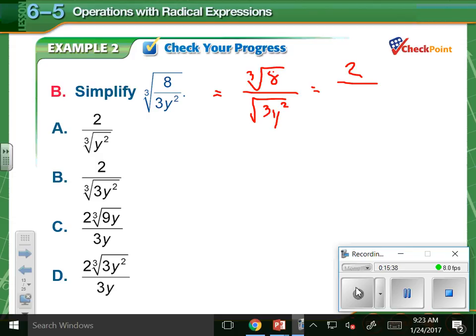And in the bottom, I have a cube root of 3y squared. That's not a cube. 3 times 3 times 3 is what I need. So I need to multiply by the cube root of 3 squared. That'll give me a 3 to the third and a y to the third.